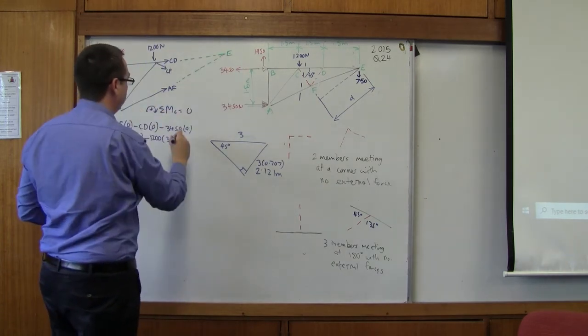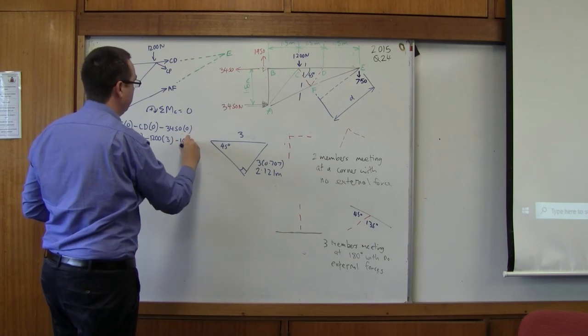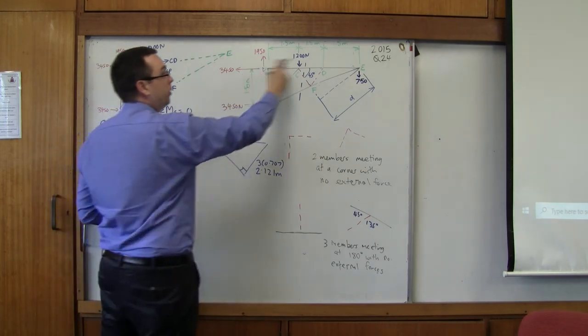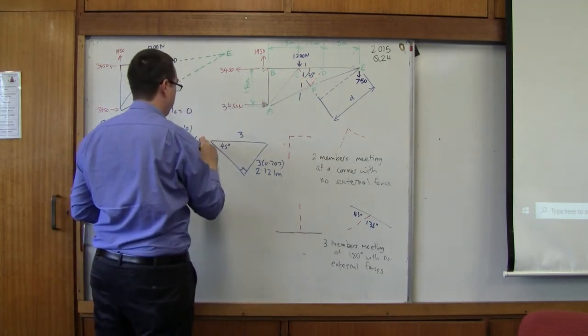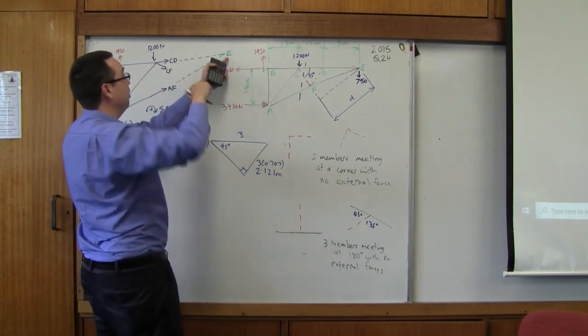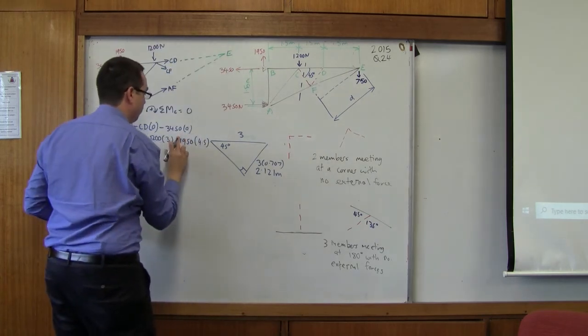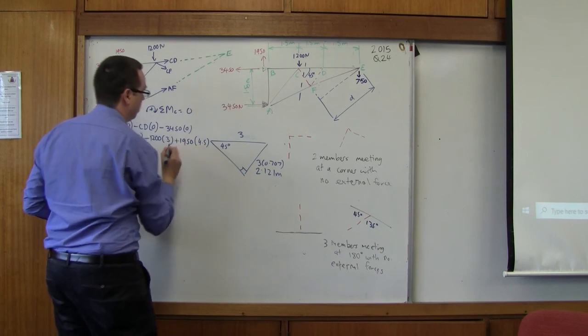I have 1950. How far away is it? 4.5. And that's positive. Excellent. For the sake of the viewers at home, I will prove that it is in fact positive. And that was the worst plus sign I've drawn in a long time.